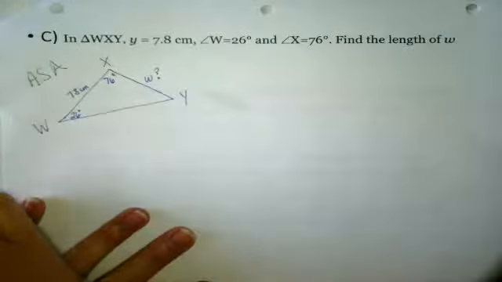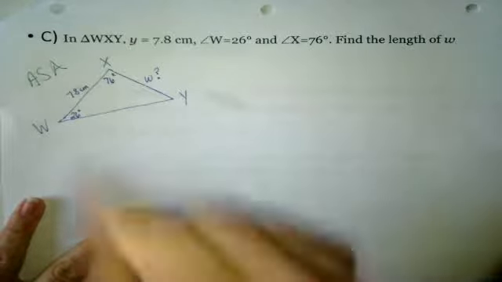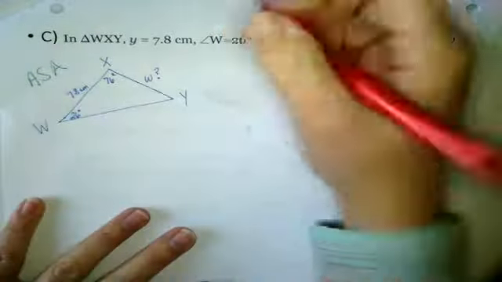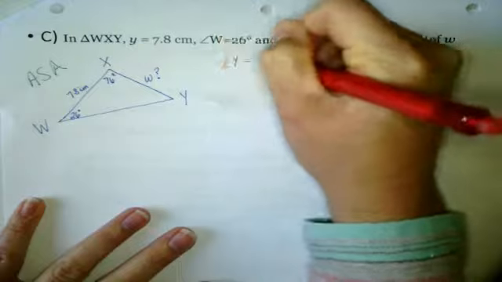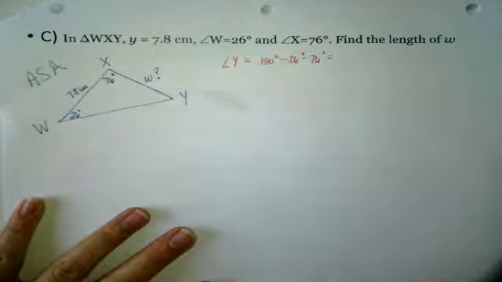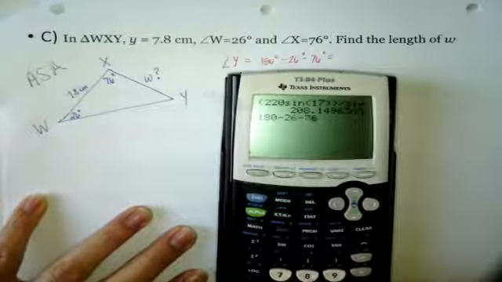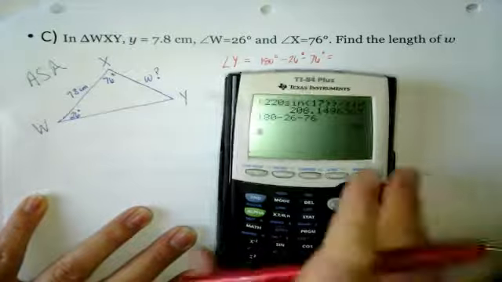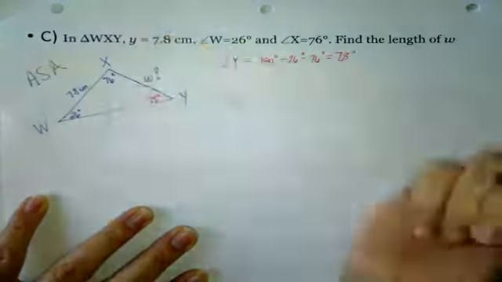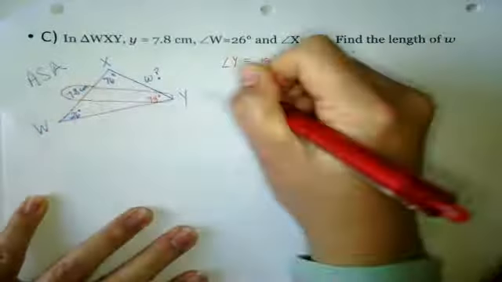Interesting. So, well, what are we given? What do we know? What can we find out? I have two angles, so I can definitely find angle Y. That would be 180 minus the 26 degrees minus the 76 degrees. And I get 78 degrees. All right, that's good to know. That's helpful. Now I have an opposite side and angle. That's good. So I'm going to start with that.